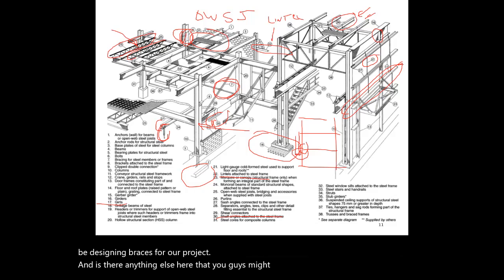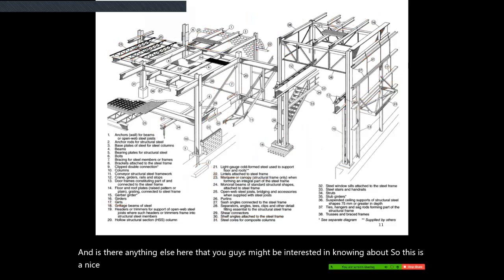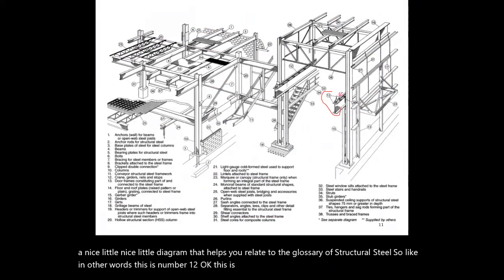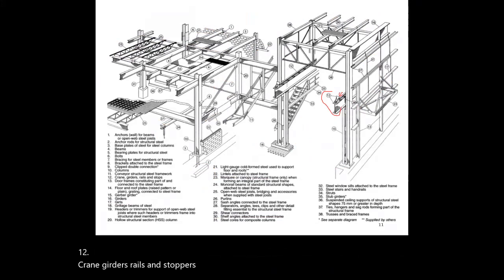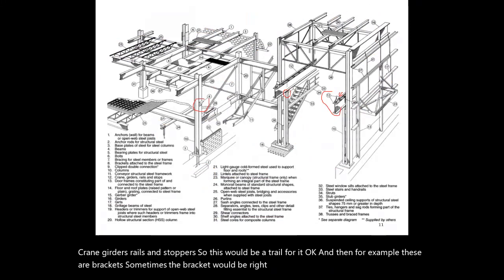So this is a nice little diagram that helps you relate to the glossary of structural steel. In other words, this is number 12. Okay, this is the stopper for the overhead crane, number 12. Crane girders, rails, and stoppers. So this would be a rail. And then, for example, these are brackets. Sometimes the bracket would be right underneath here to support the railing. Okay, so these are brackets.